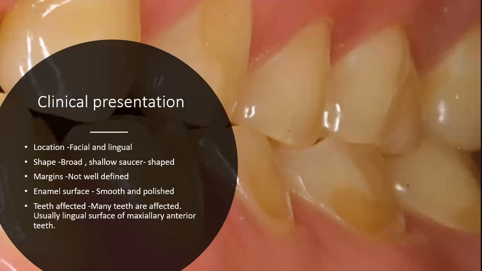Clinical presentation: erosion can be on both the facial and the lingual side. Shape: they are broad and saucer shaped. The margins of erosive lesions are not well defined. The enamel surface is smooth and polished. Many teeth may be affected, usually the lingual surface of maxillary anterior teeth.